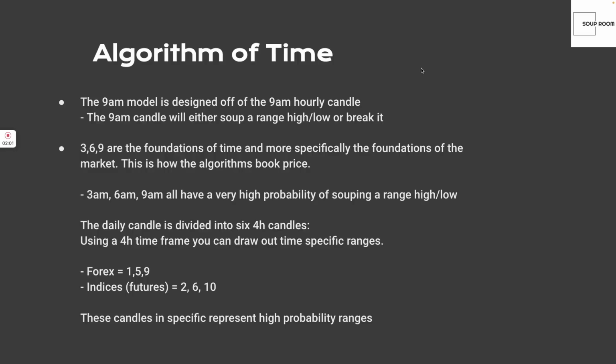For Forex, you want to focus on 1 a.m., 5 a.m., and 9 a.m. For futures indices, you want to focus on 2 a.m., 6 a.m., and 10 a.m. Those specific candles represent high probability ranges. We use 8 a.m. on the 1-hour time frame as our range. If you want to make your own models, go ahead. Back test, front test them. Don't be stupid.